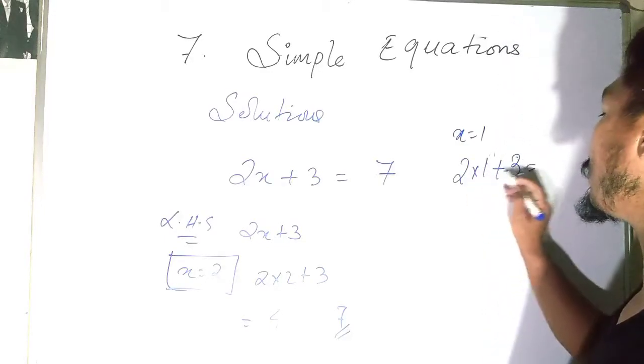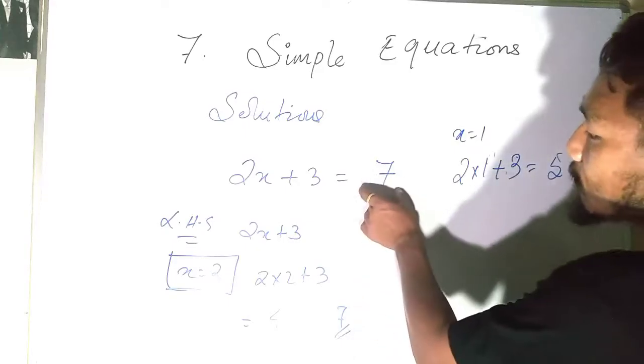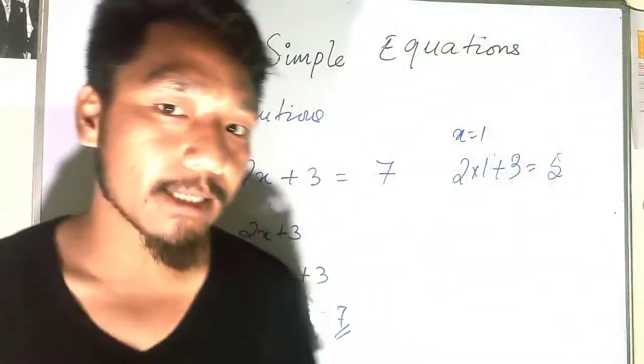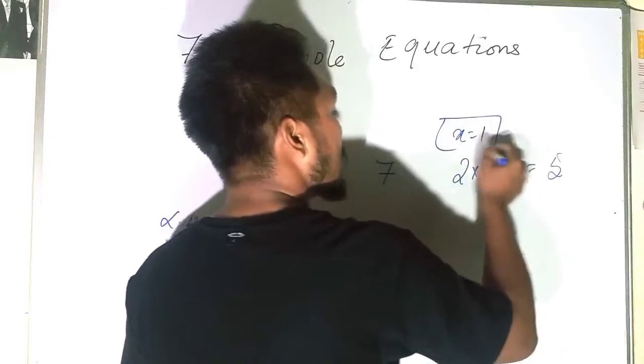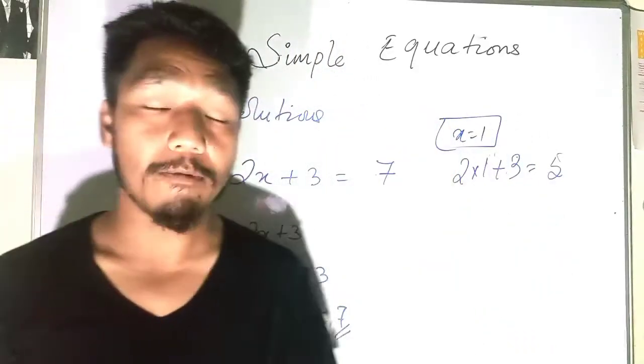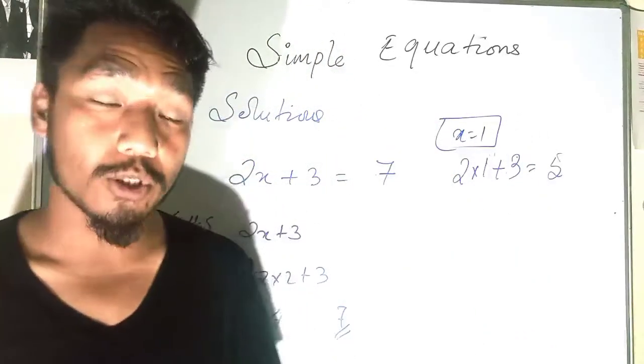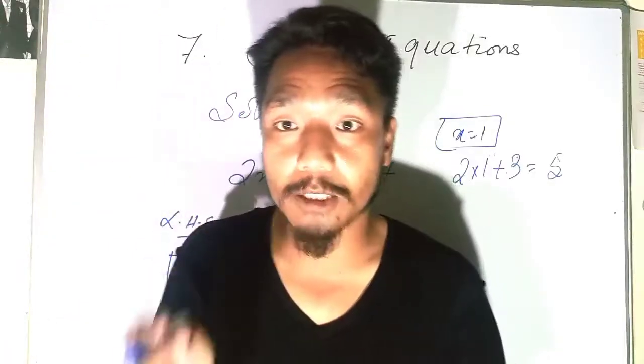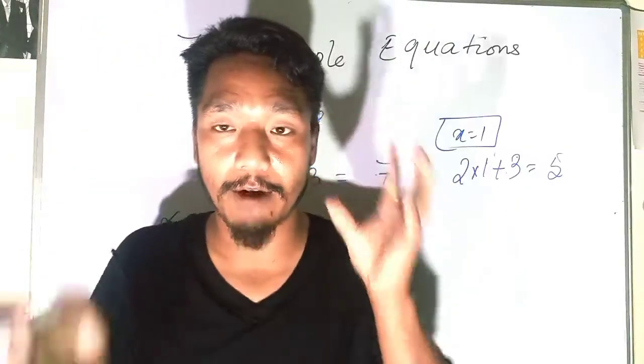You see, 2 ones are 2, plus 3 becomes 5, which is not equal to the right hand side. So this x equal to 1 we will not consider to be a solution. Solution means what? Which satisfies both sides of the equation, left hand and right hand.